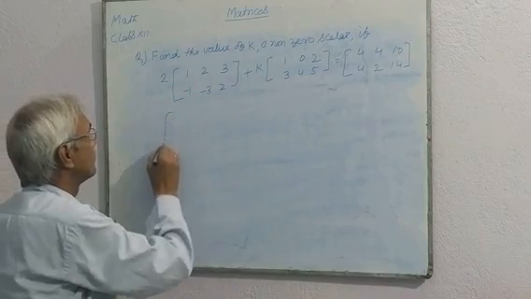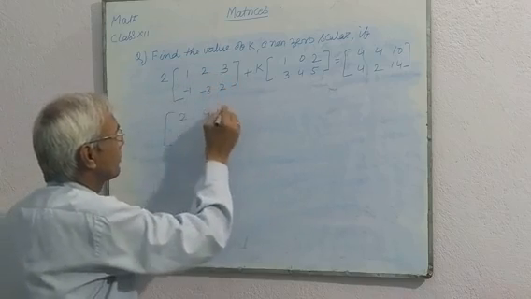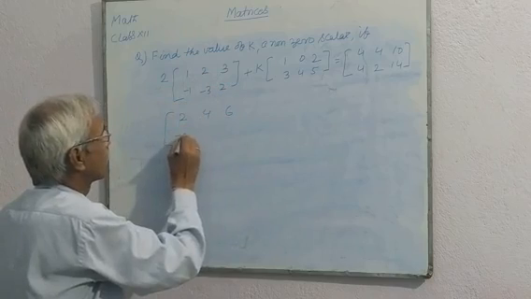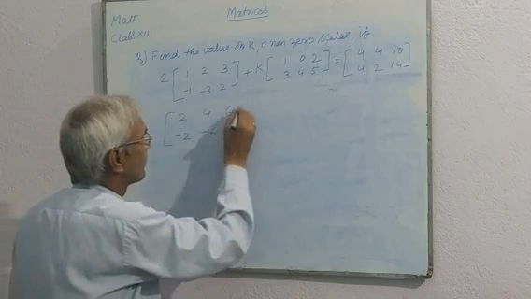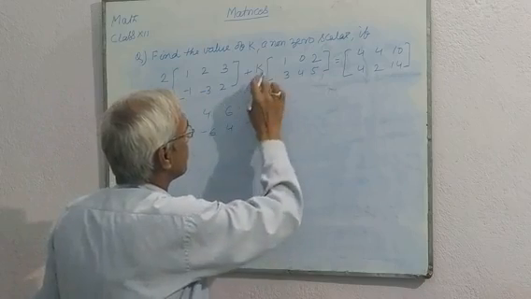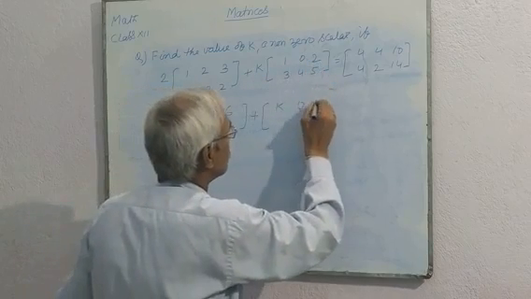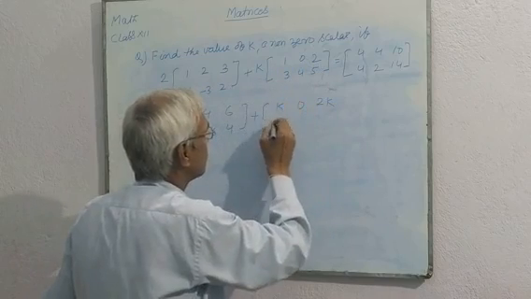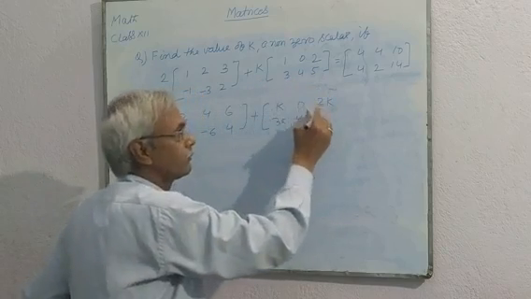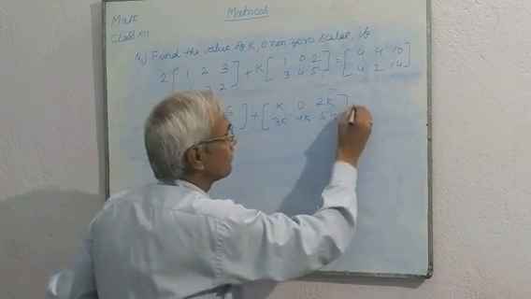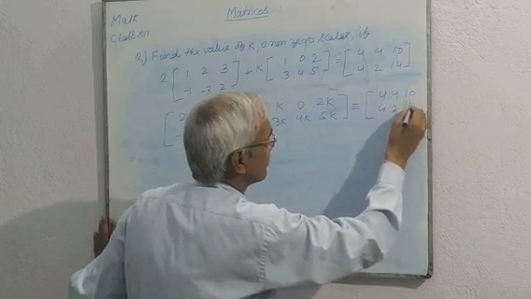We get 2 into 1 is 2, 2 into 2 is 4, 2 into 3 is 6, 2 into minus 1 is minus 2, 2 into minus 3 is minus 6, 2 into 2 is 4, plus k into 1 is k, k into 0 is 0, k into 2 is 2k, k into 3 is 3k, k into 4 is 4k, k into 5 is 5k, equal to [4 4 10; 4 2 14].